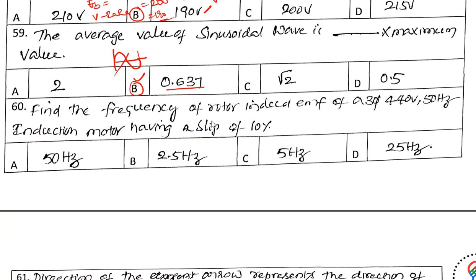Find the frequency of the rotor induced EMF of a three-phase 440 volts 50 Hz induction motor having a slip of 10%. The frequency of the rotor induced EMF Fr is equal to slip into the actual supply frequency. Slip is 10%, which means 10 by 100. The supply frequency is 50 Hz from 440 volts 50 Hz. So we get 5, and the frequency is in Hz. The options are 50 Hz, 2.5 Hz, and 5 Hz is the right answer.